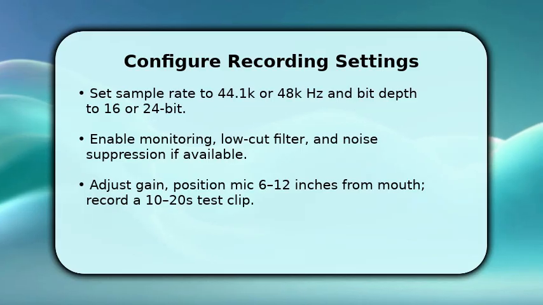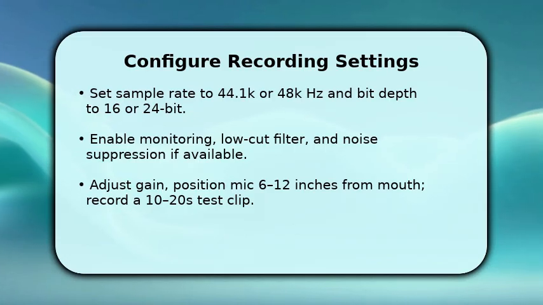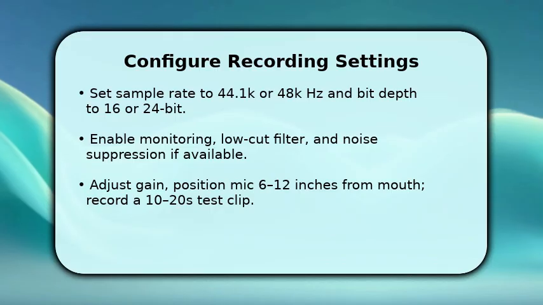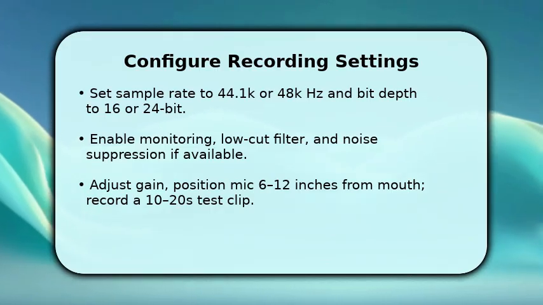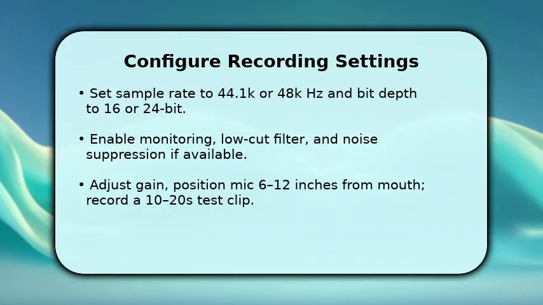Enable a low-cut filter to reduce rumble and noise suppression if room noise is an issue. Position the mic 6 to 12 inches from your mouth, set gain conservatively, and record a 10 to 20-second test clip to inspect levels and tone.